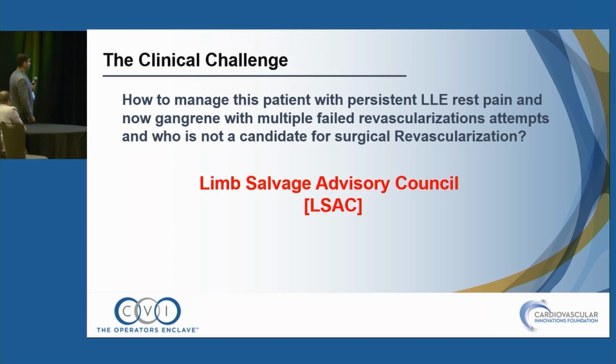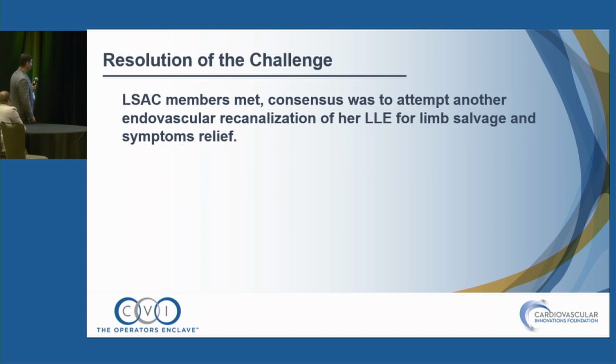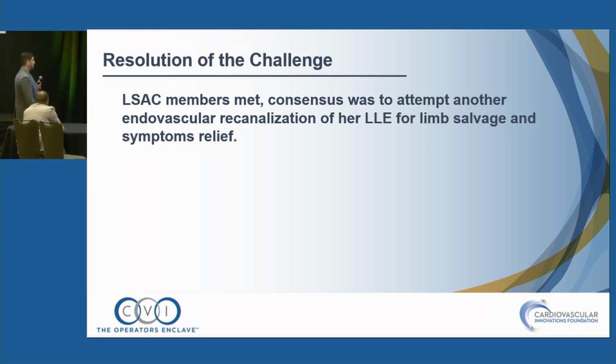Because that's why we have LSAC, the Limb Salvage Advisory Council. The LSAC members met, and the beauty of this LSAC is not just that it's multidisciplinary with multiple specialties, especially at UH, and Dr. Clair emphasized this point, but that we have multiple providers within the same specialty, because obviously I don't have the skills that Dr. Shirlling has. So if I can't get it done, maybe he can. And same for the surgical colleagues.